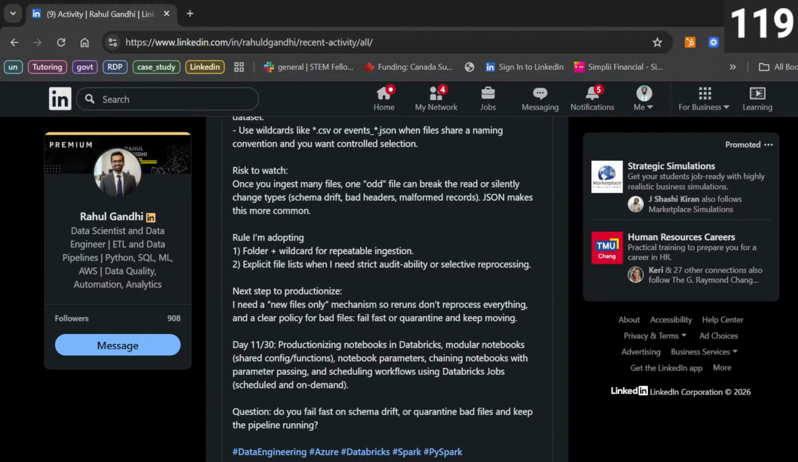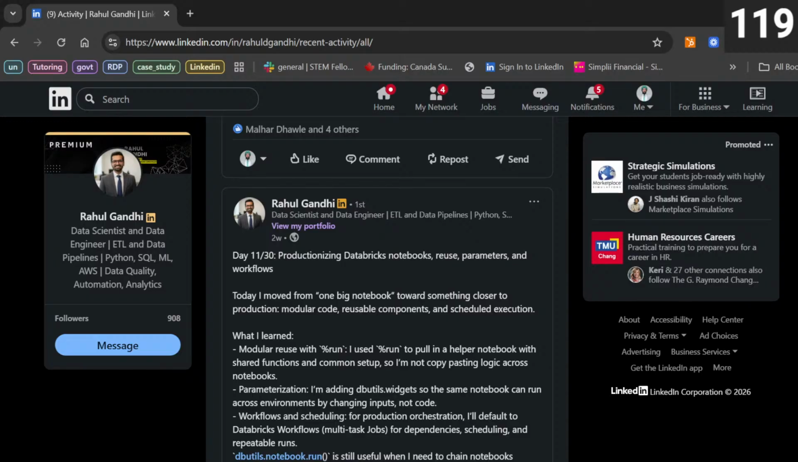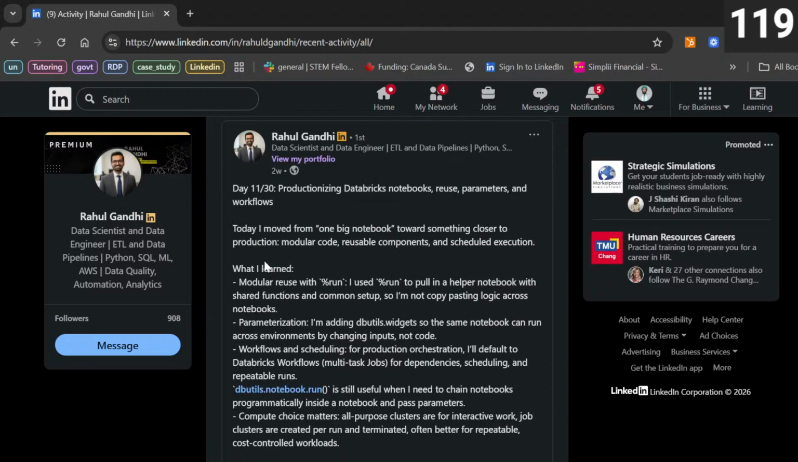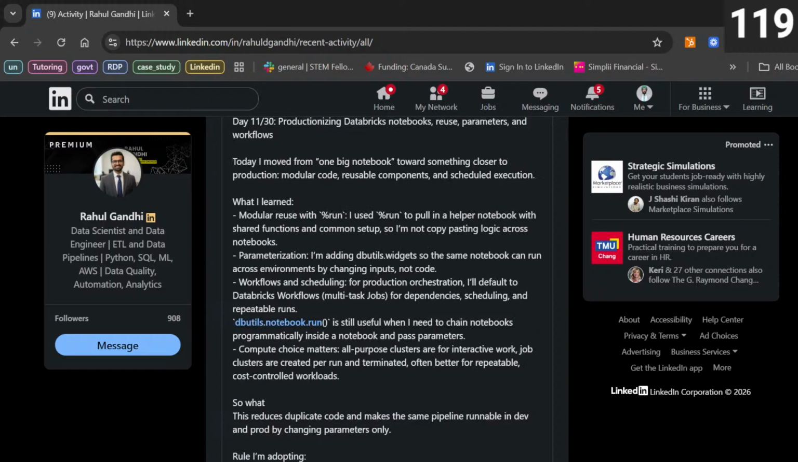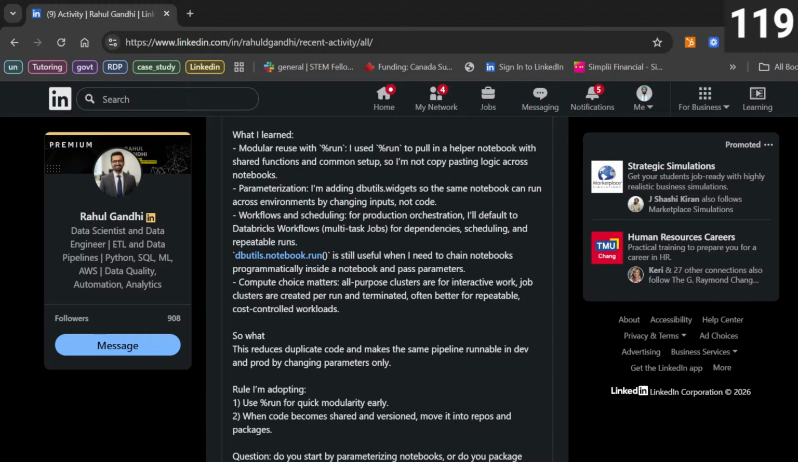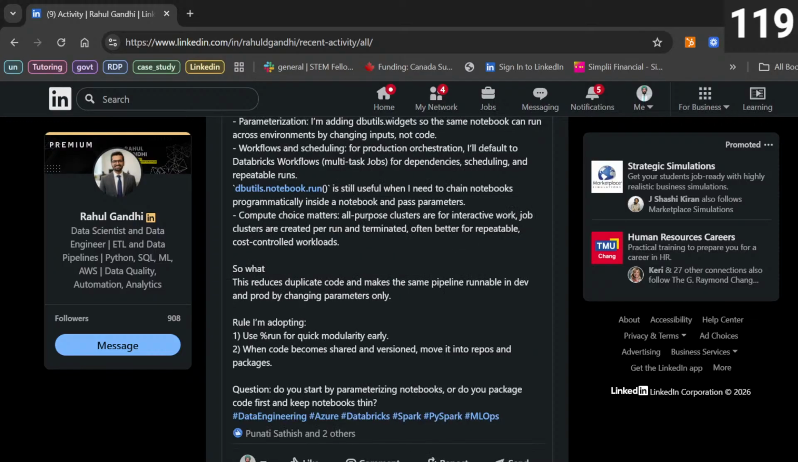Okay. Moving on to productionalizing a notebook in Databricks: modular notebooks, shared config, functions. Go from one big notebook to something closer to production: modular code, reusable components, and scheduled execution. For modular reuse, this pulls in a helper notebook rather than copy-pasting logic across notebooks. Parameterization: he's using dbutils widgets on the notebook to run across environments. Workflows and scheduling for production. Orchestration: he said it'll default to Databricks Workflows. There's also dbutils.notebook.run, which is useful when he needs to chain notebooks programmatically.